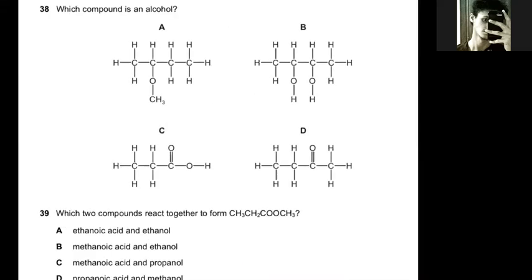Which compound is an alcohol? The functional group of an alcohol is OH. So we have to see which molecules have the OH functional group. In A, there is no OH functional group, so A is not the right option. In C, there is a C double bond O and OH group, so this is a carboxylic acid. D again does not have an OH side chain, but B has an OH group, so B is the correct option for alcohol.